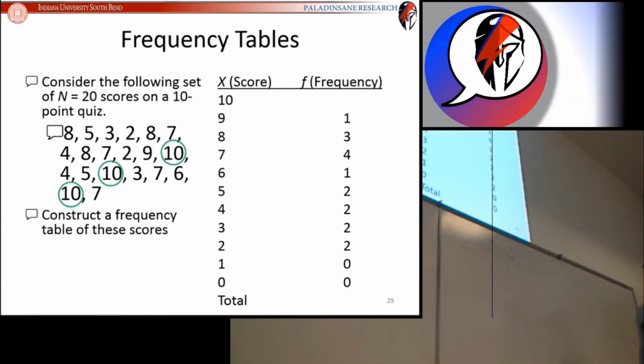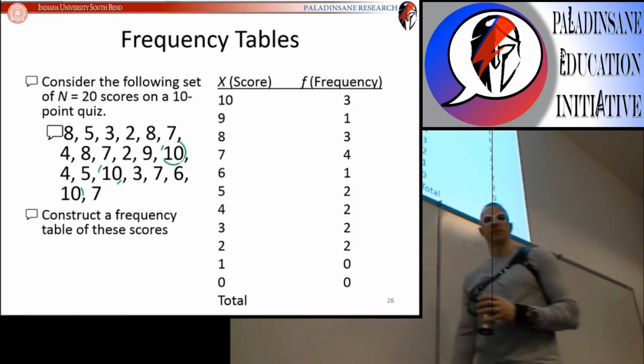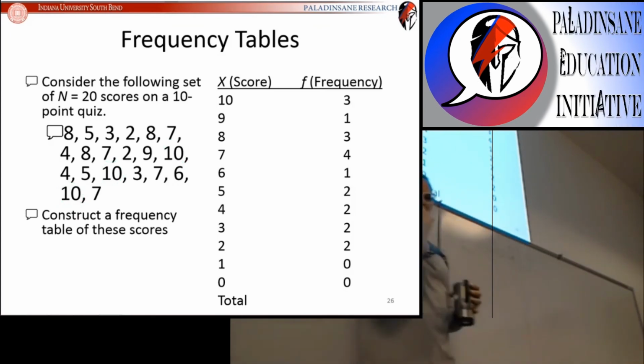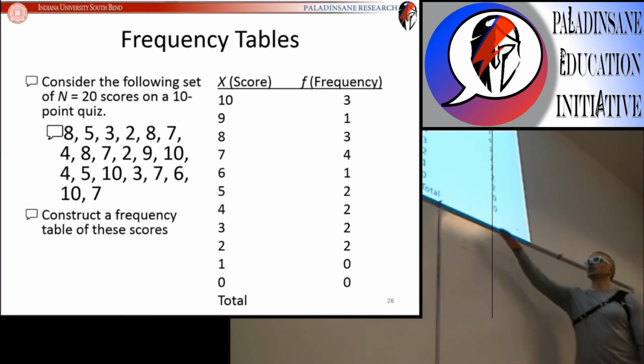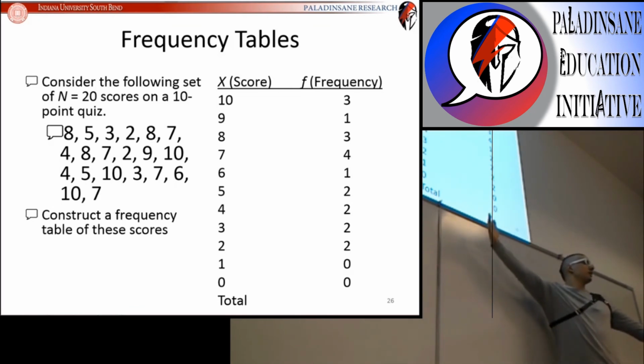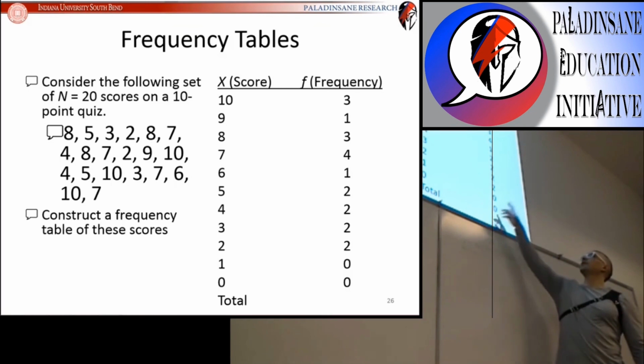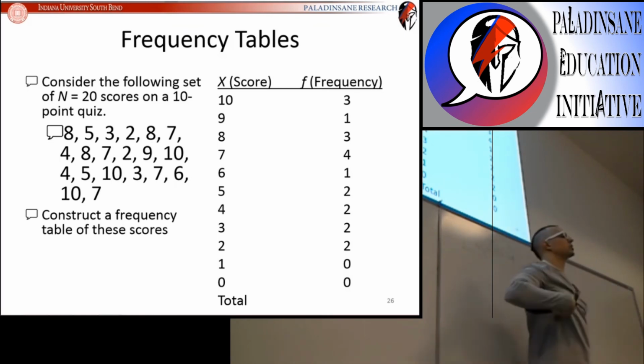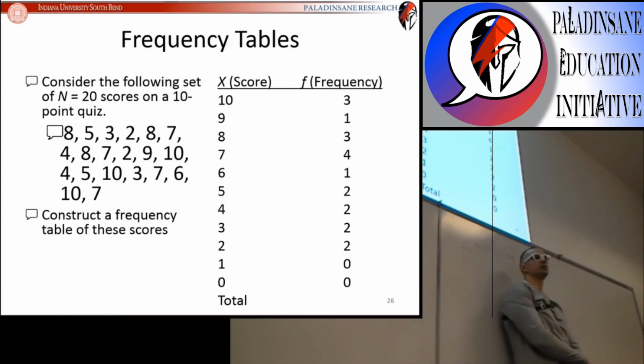So 10 out of 10 has a frequency of 3. So as you can see, once we have all these frequencies up here, they're much easier to deal with. For example, one of the first things we can do is check that we've done our frequency table correctly by checking how many scores we have in our frequency table. If we add up all of these frequencies right here, what number should we end up with for this situation? We should end up with 20, exactly.